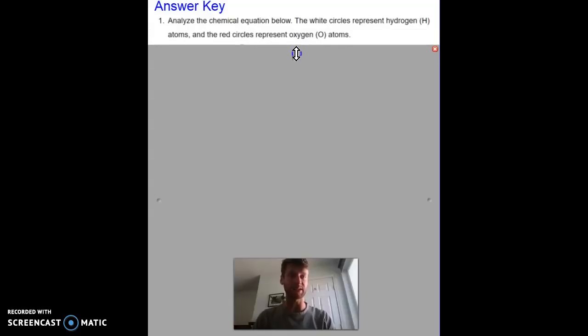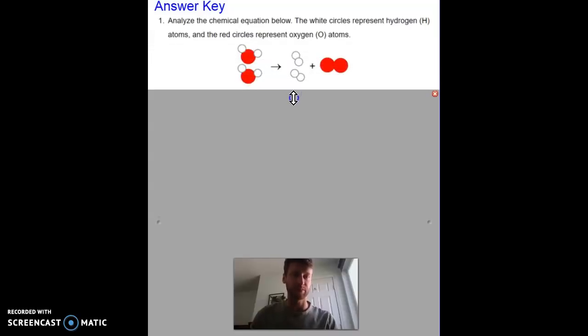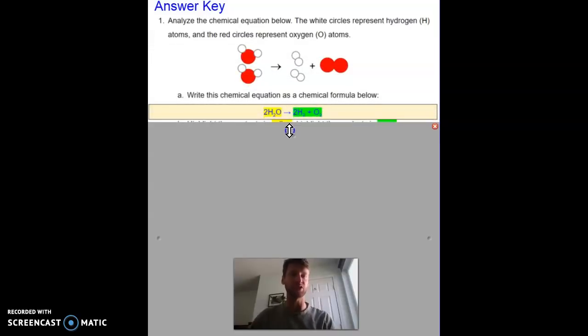Number 1, analyze the chemical equation below. White circles represent hydrogen, red circles represent oxygen. Okay, so you should have written the chemical equation as 2H2O in our reactants, and our products are 2H2 plus O2. Highlight everything before the arrow in yellow, like you see on my screen, and then everything after the arrow should be green, like you can also see on my screen.